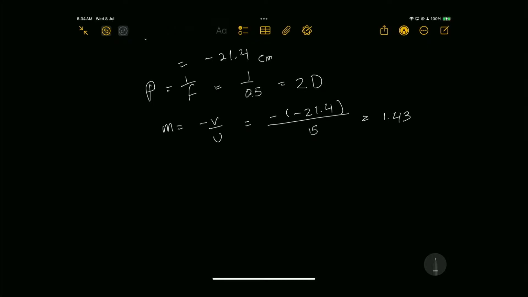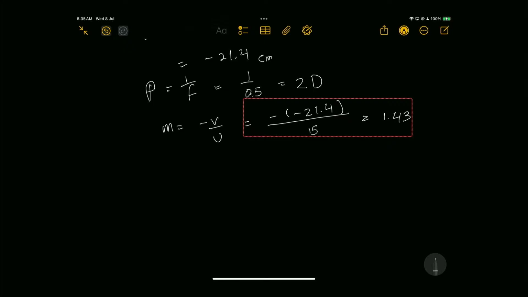1.43. And what's the unit for magnification? It doesn't have any units. Right, no units, because it's a ratio of distances. So this is a positive magnification we have. What does a positive magnification mean? It's upright. Yeah, so positive magnification means it's an upright image, and a negative magnification means it's an inverted image.